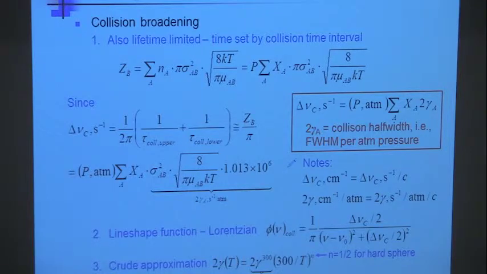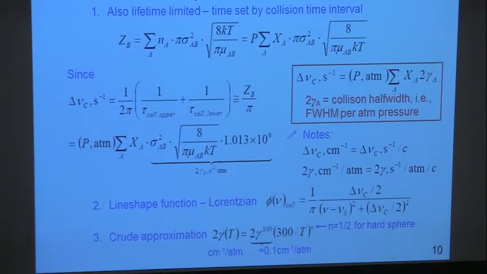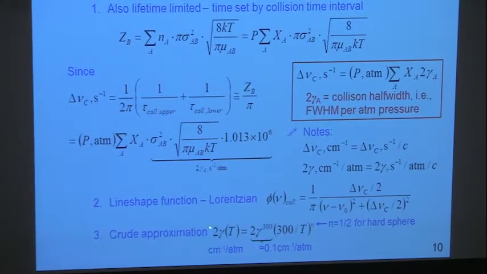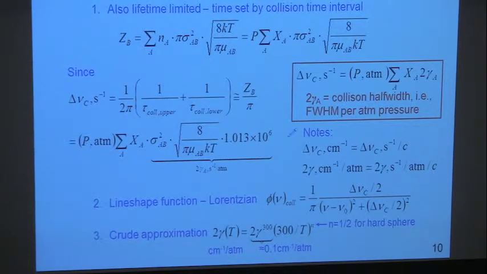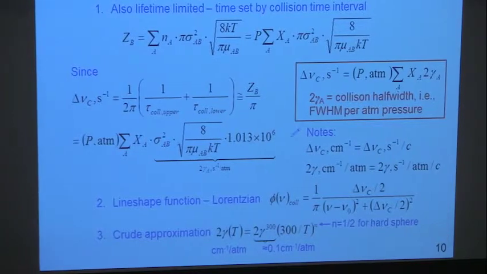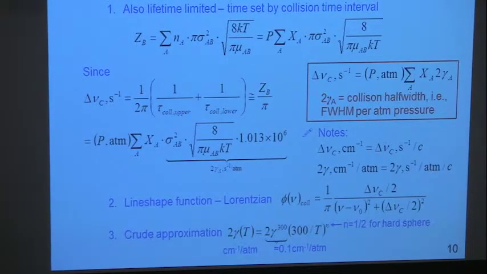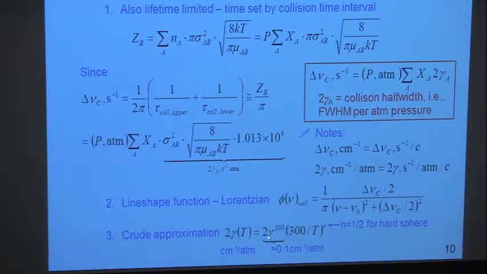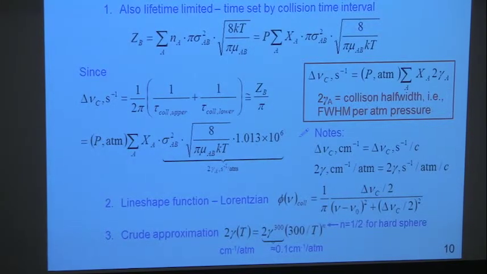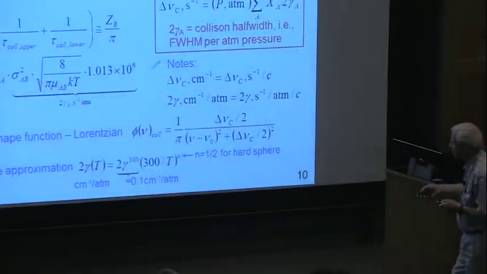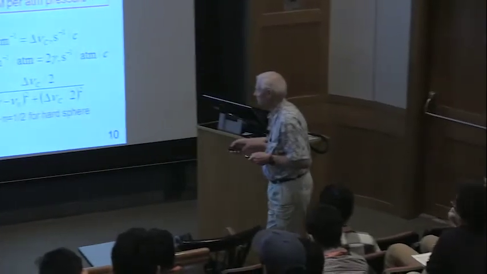Now I have to take into account temperature dependence. Roughly speaking, you can write this 2 gamma term as a function of T, and using our kinetic theory arguments, you can show that it varies as 1 over the square root of T. Typical number, if you don't know any better, is about 0.1 wave numbers per atmosphere. Why do I care? Because you have to decide whether this is the dominant form of broadening or not, and it all depends on pressure.